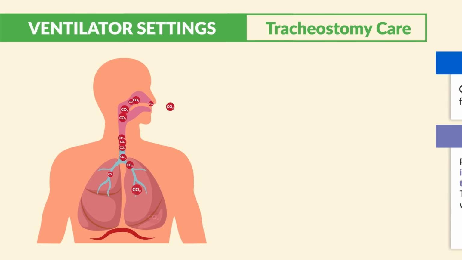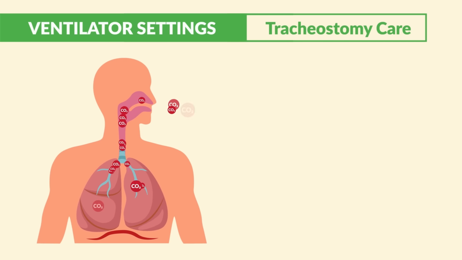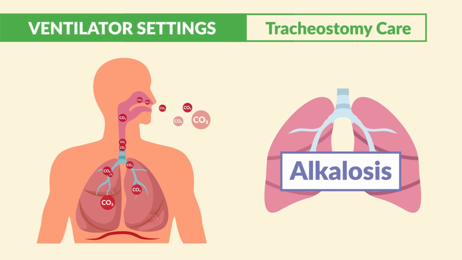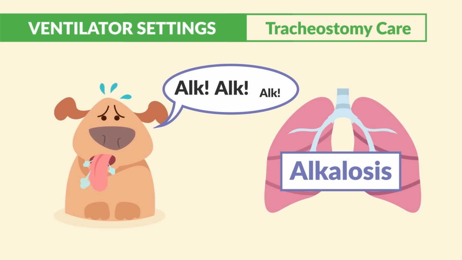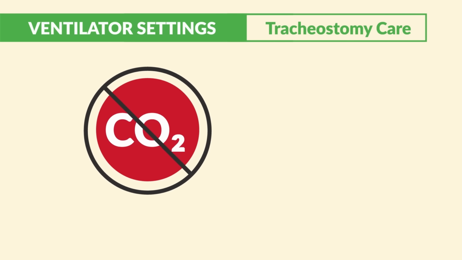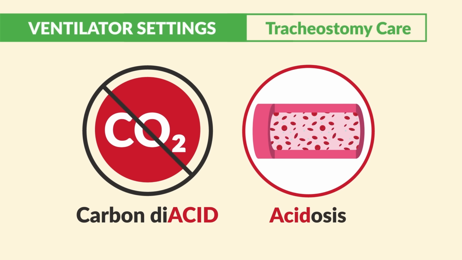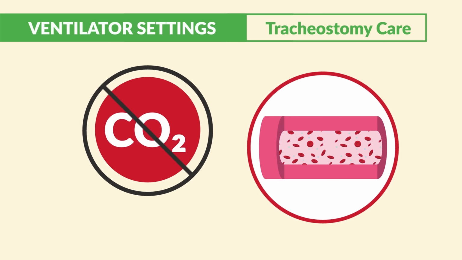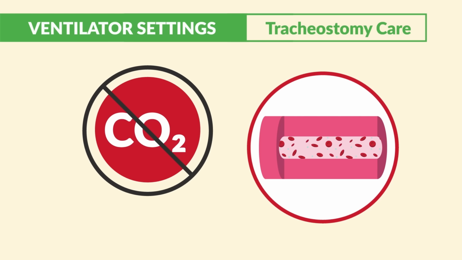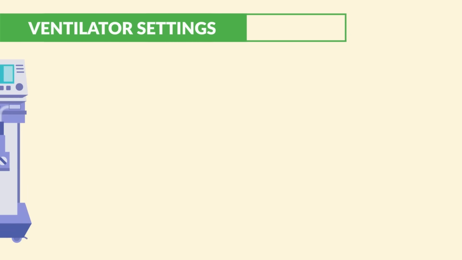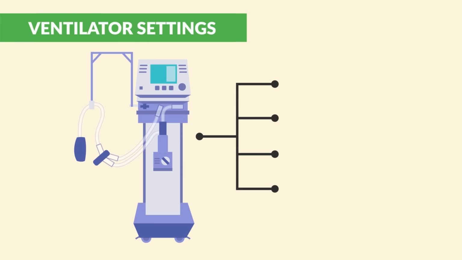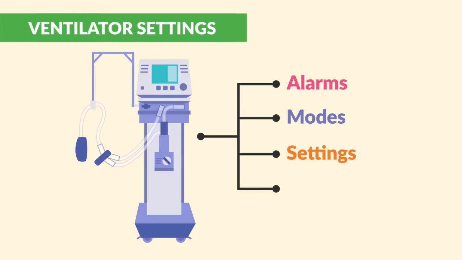So hyperventilation puts the patient into respiratory alkalosis. So think of panting like a dog. So without carbon dioxide making the blood acidic, we vasoconstrict the blood vessels for less blood flow and less pressure to the brain. Now, switching gears here, let's cover all the key ventilator numbers, from alarms, modes, settings, and monitoring.